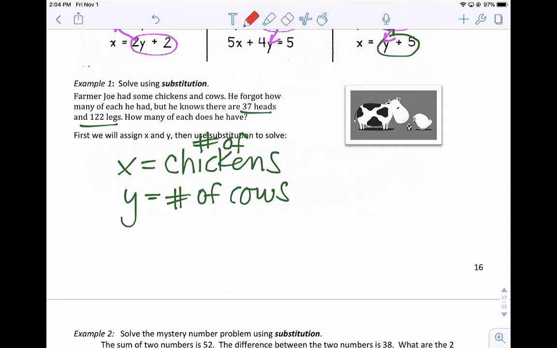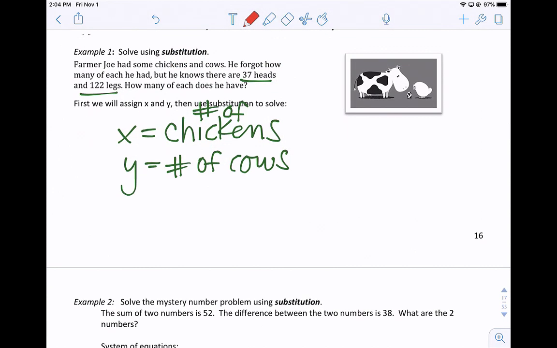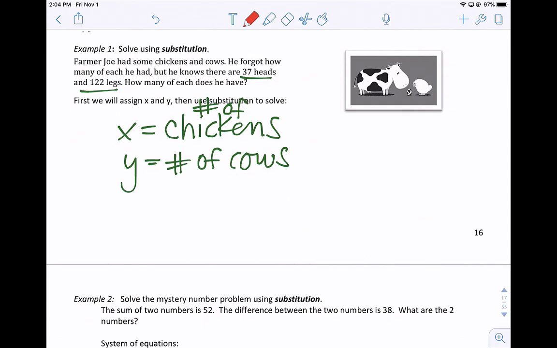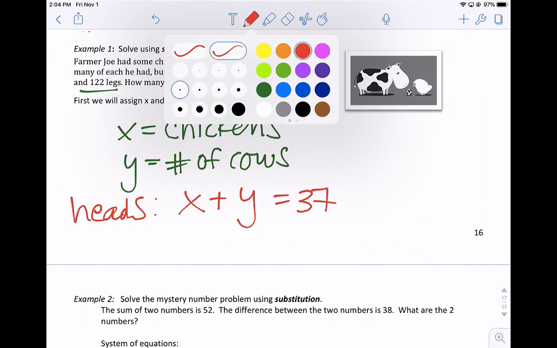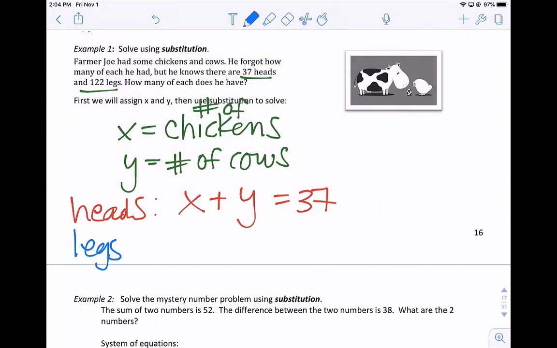Okay, so here's a system of equations. Let's look at heads and legs. So for heads, chickens have 1 head, so 1 head for every chicken. Cows have 1 head. In total, there are 37 heads. So there's my equation representing heads. And let's look at legs. All right, so a chicken has 2 legs, and a cow has 4. So 4 legs for every cow, 2 legs for every chicken. Total, there's 122. So here's the equation.